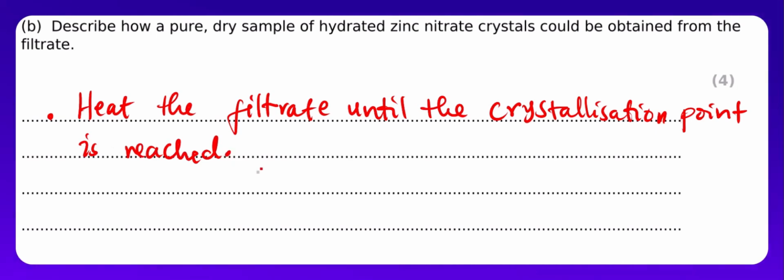Another question you need to expect from this part is, do you know how to check whether the point has been reached, the crystallization point? You can always check this by dipping a glass rod in the filtrate, exposing it in the air for it to cool. Then if you see the crystals, you'll be able to say that the point has been reached. Then you can proceed with your process. Anyway, if the point has been reached, then we can do something else. So you leave the solution to cool.